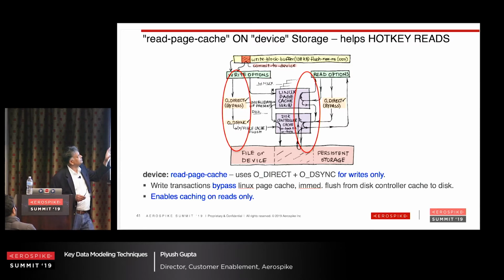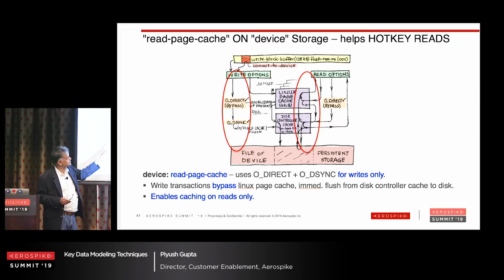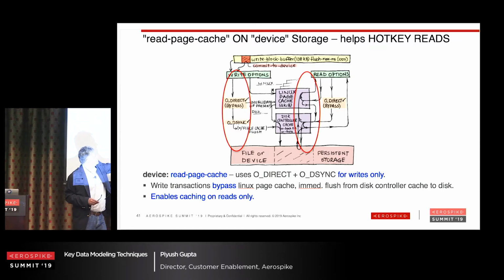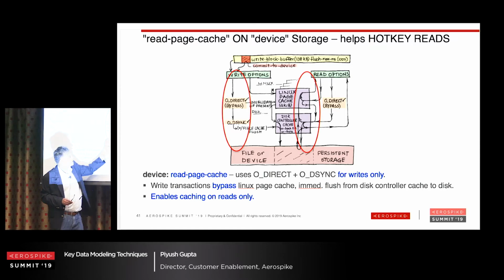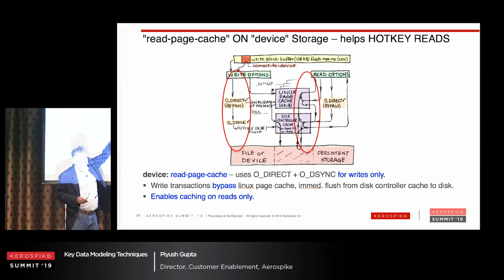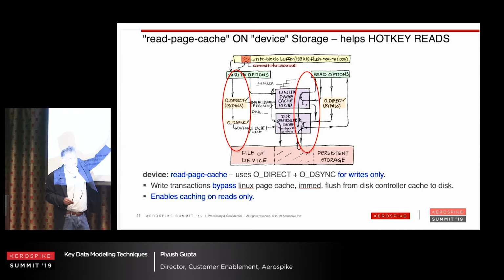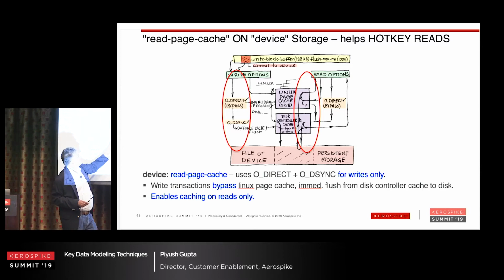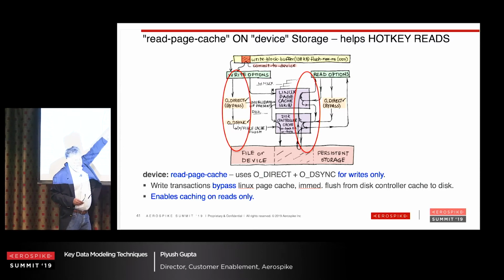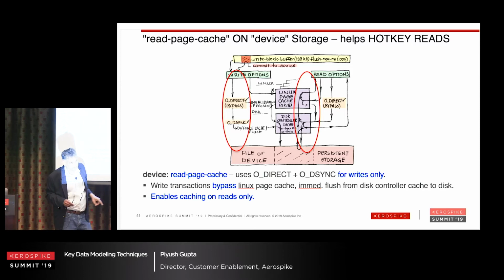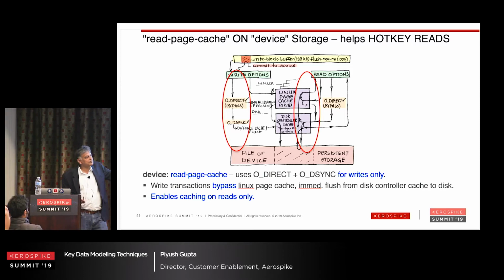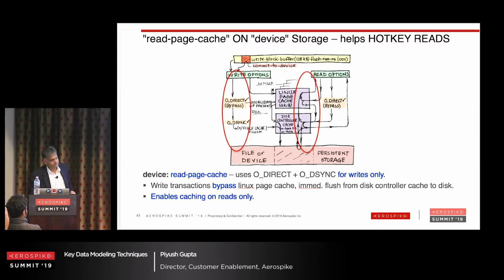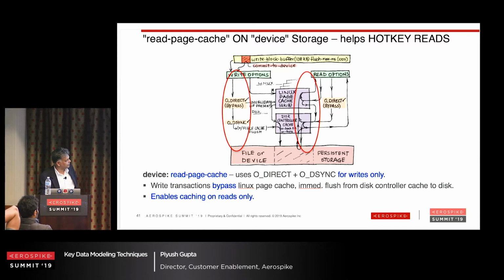Now, we also have read page cache that was introduced last year. So if you're writing to device, you can turn on the caching of the reads, so that if you read a record, and if you're doing hotkey reads, if you're reading the same key again and again, then it'll be served from the cache itself. But obviously, if the key is updated, the cache will be marked dirty, and then it'll go back to the device and fetch it. So you won't get any inconsistency, you'll just get performance for hotkeys. So consider that if you have hotkeys.